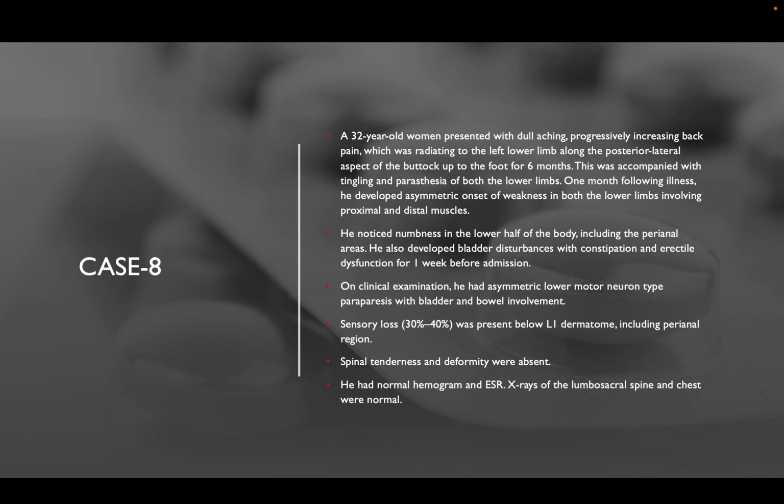Okay, on clinical examination he had asymmetric lower motor neuron type of palsy with bowel and bladder involvement, sensory involvement. Spinal tenderness and deformity were absent. So till this point we got to know, since there is back pain, radiating pain, asymmetrical weakness, bowel and bladder involvement is late, and sacral involvement is early, they are all suggestive of extramedullary involvement.